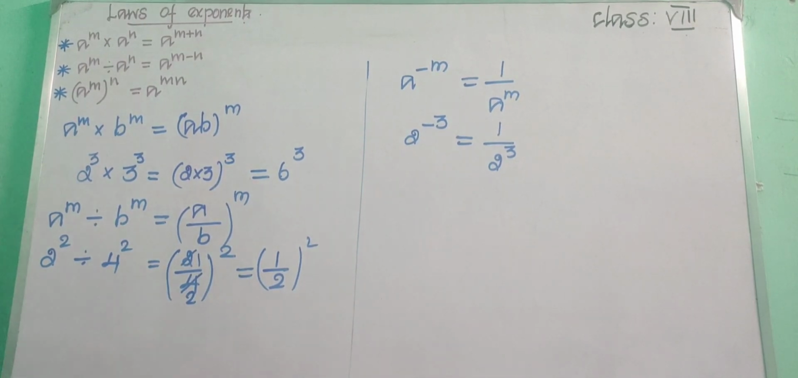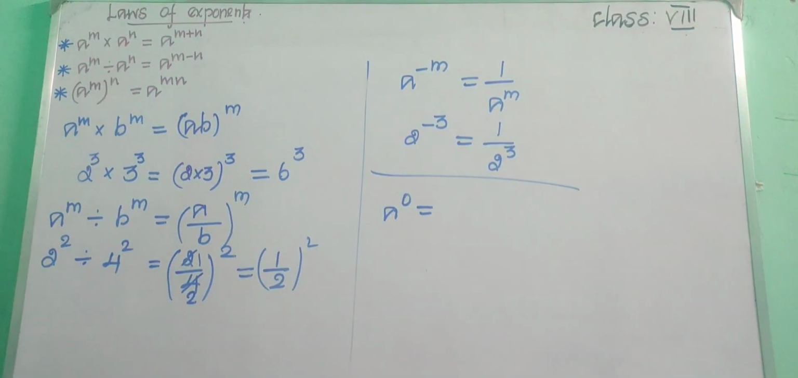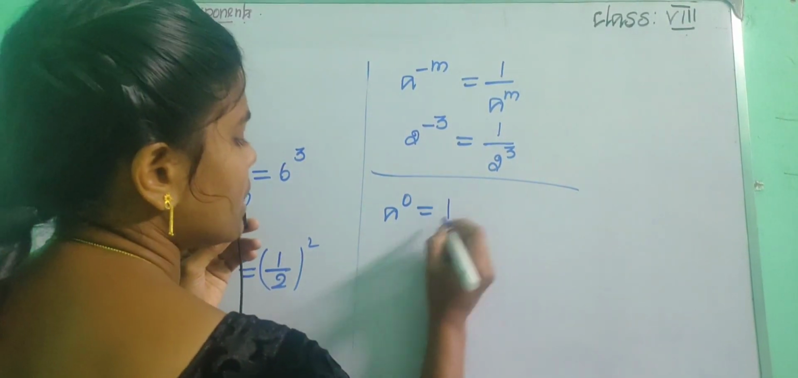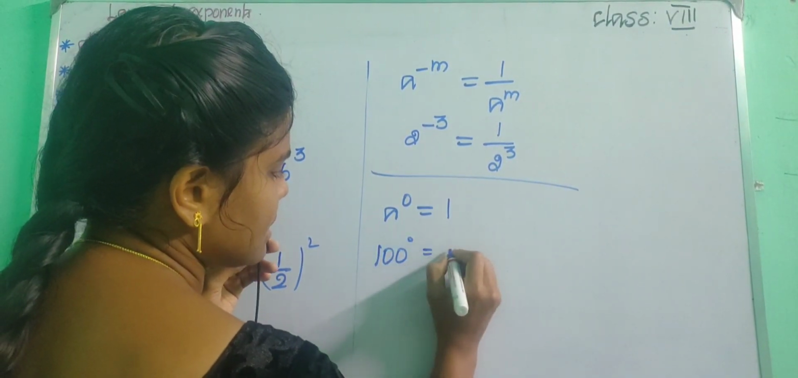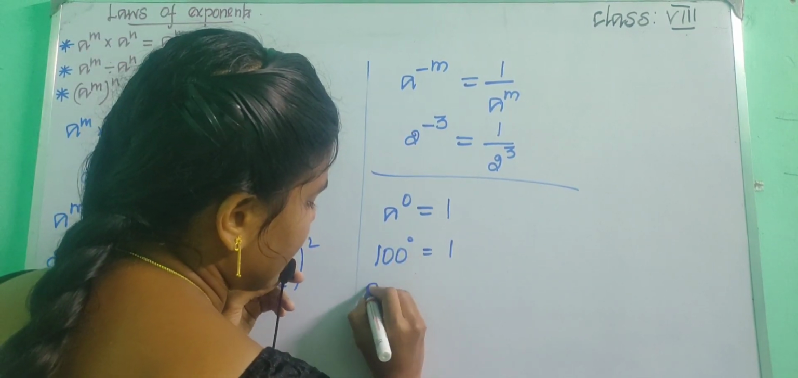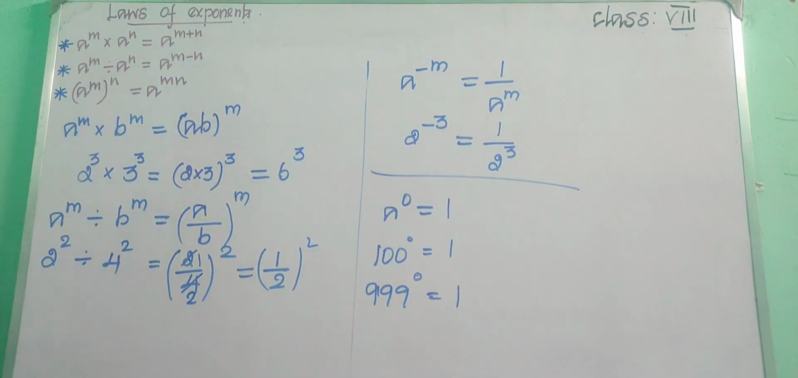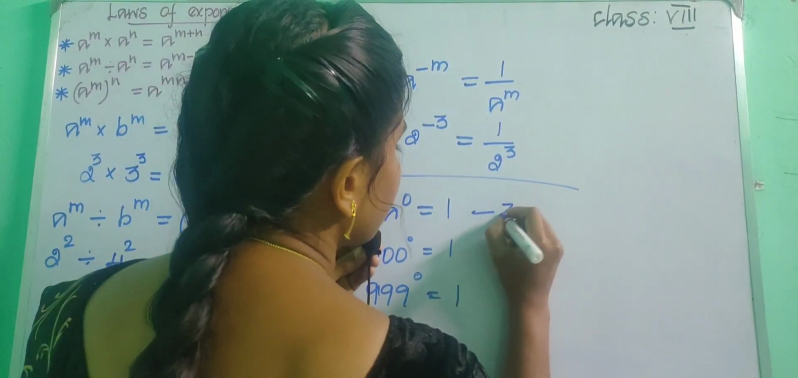See, if you are having a power 0, what is the value for this? A power 0 is 1. If it is 100 power 0, what is the value? 1. If it is 999 power 0, what is the answer? 1 is the answer. So anything power 0 is 1. Okay children, so a power 0 is 1. This is called the zero exponent rule.